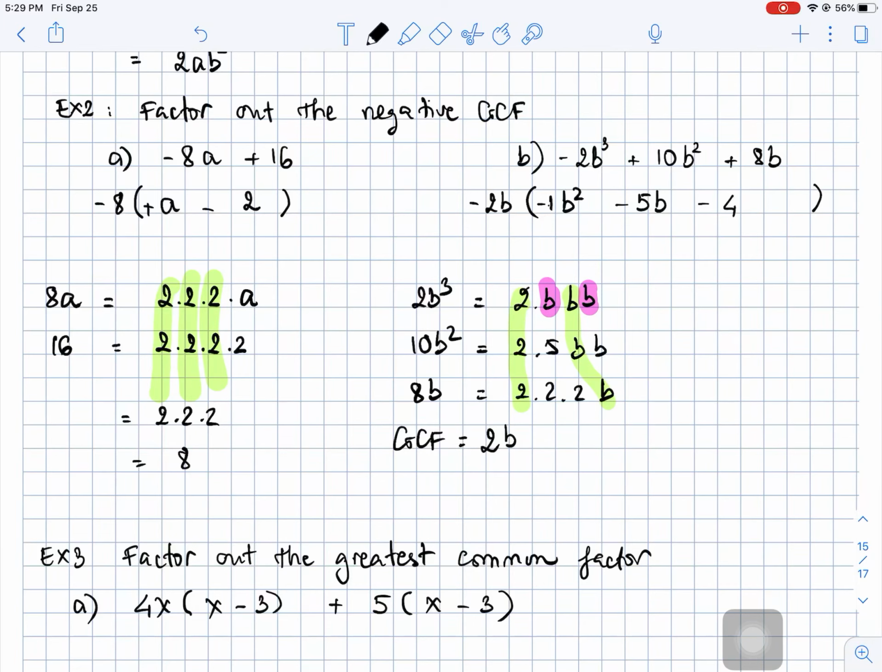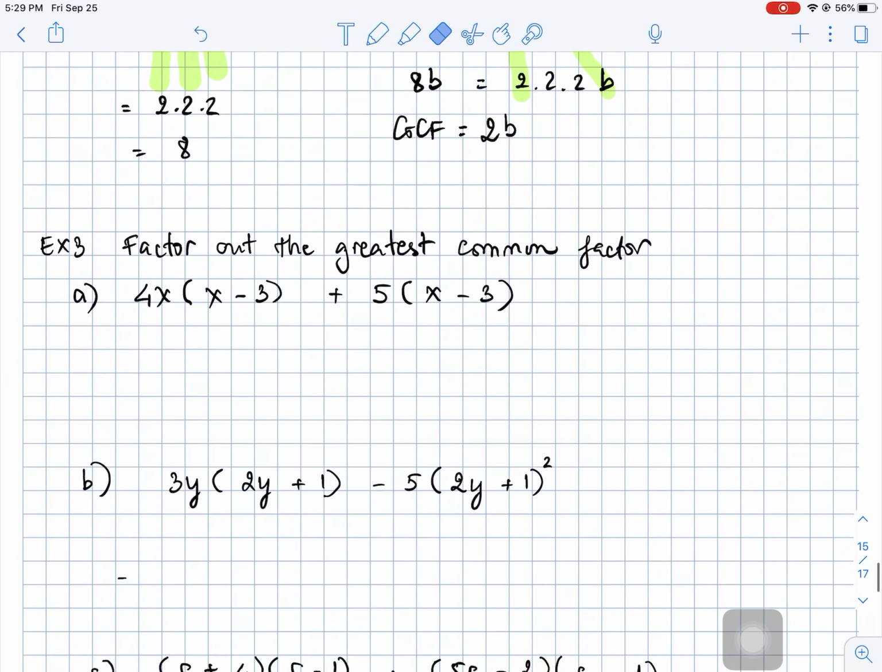And check again. Negative 2 times negative 1 is positive 2. So we need to change it because this is wrong, right? Because we have a negative, not positive. Negative 2 times negative 5 is positive 10, and that is correct. Negative 2 times negative 4 is positive 8, that is correct.